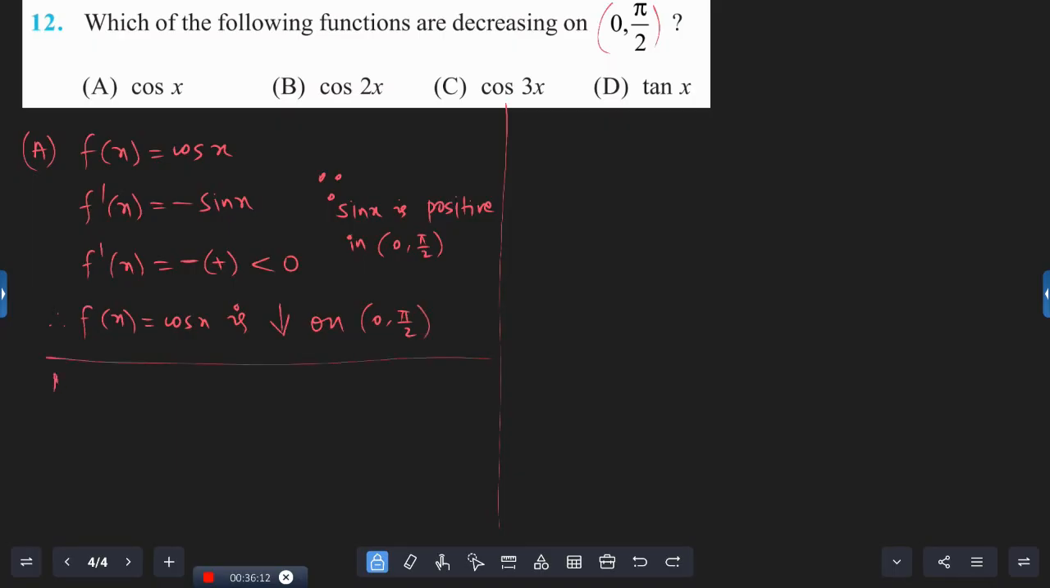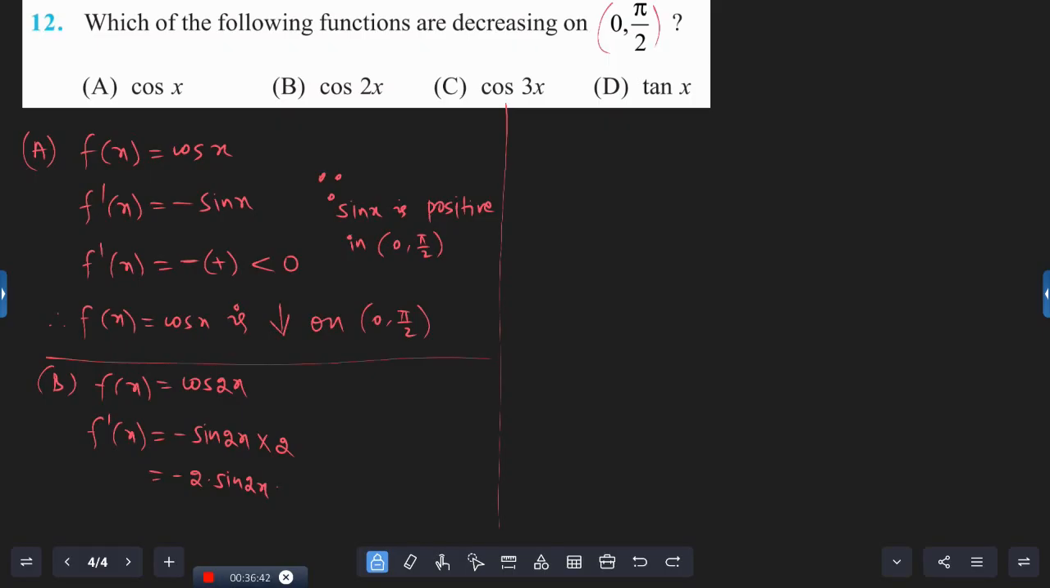Next, B. B is f of x is equal to cos 2x. You have to check cos 2x. When you differentiate, what am I getting? Derivative of cos is minus sin 2x, into the derivative of 2x, which is 2 into 1. That means minus 2 into sin 2x.